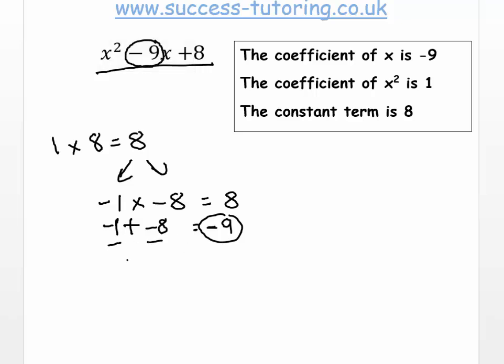So we've got our values here. I'm going to place them inside a bracket, (x − 1)(x − 8). Just to be clear as well, it doesn't matter what order you write the brackets in. You could have put (x − 8) and then (x − 1). It doesn't matter. What does matter is the sign of the number. And that's the answer to that question there.